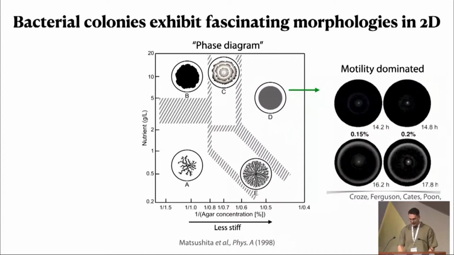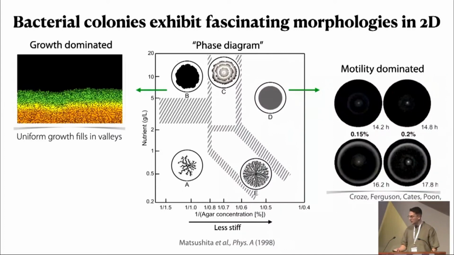But today, I'm going to tell you more about this other region where the agar concentration is pretty high, so the substrate is stiff. So the microbes cannot use their motility, and basically the way that they expand collectively is by consuming nutrients, dividing, growing, dividing, and creating pressure and pushing their progeny outward.